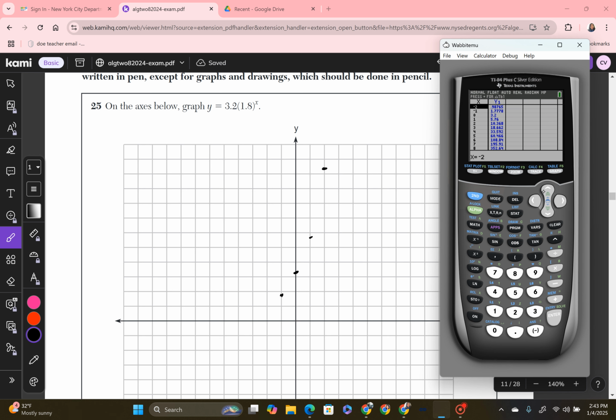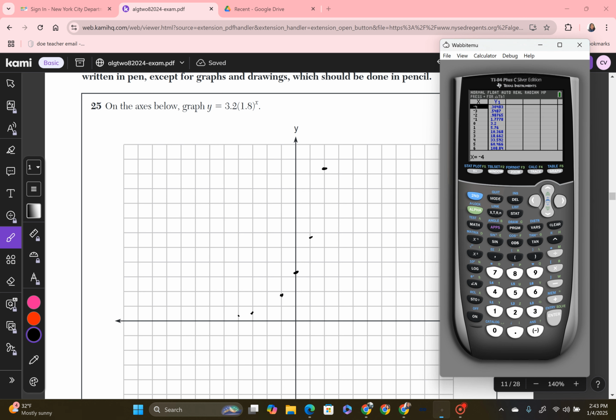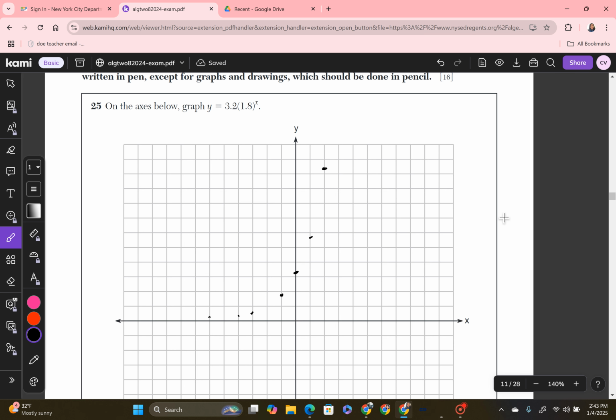Keep going. -3.54. You have to plot every single point? You try to plot as many as you can. So -3.5487. Cool. Let's keep going. So -4.3. You see what's happening? So we're getting close to the x-axis, and if you keep going, you'll see that it gets pretty small. -6.09. So -1, 2, 3, 4, 5, 6.09, right? I'm getting even closer to that x-axis.